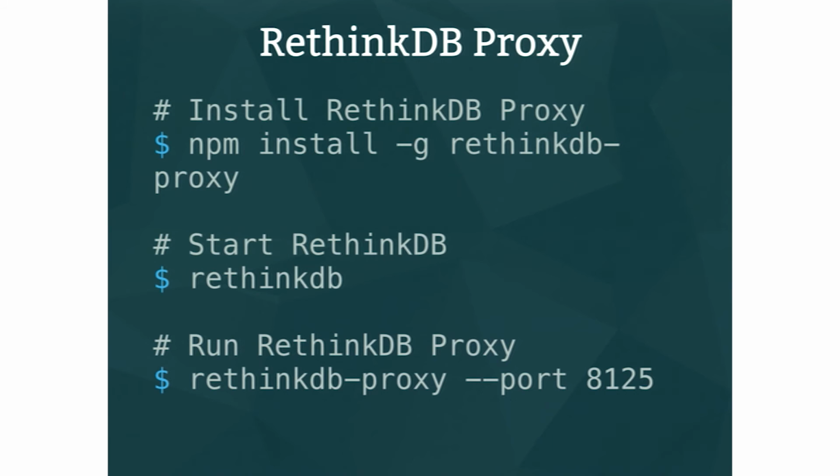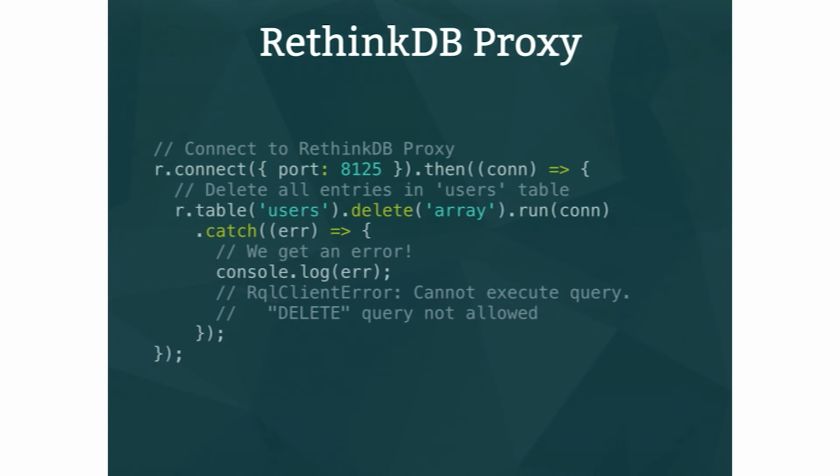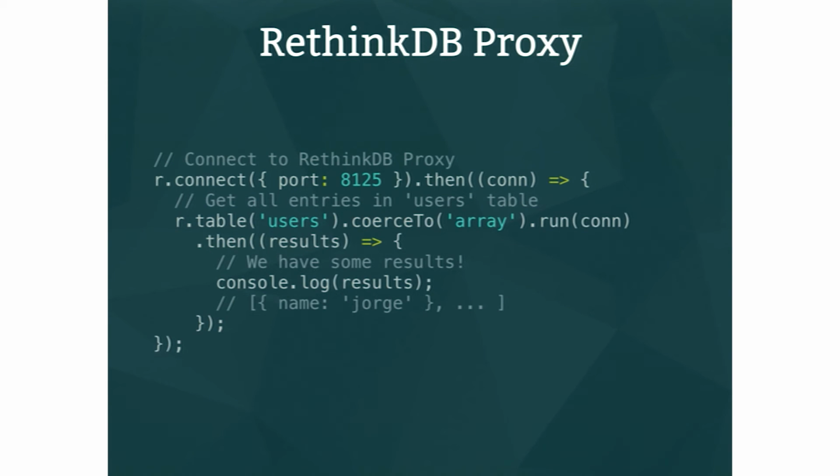So how would this work? This is basically an npm module, so we could just npm install it. We can start RethinkDB and start RethinkDB Proxy in a certain port. So if we have this query, for example, which creates a connection, gets all users, coerces them to an array, and then gets the result, we would get the result, right? Same way. Now, again, keep in mind that that port is the RethinkDB Proxy port, not the RethinkDB server port.